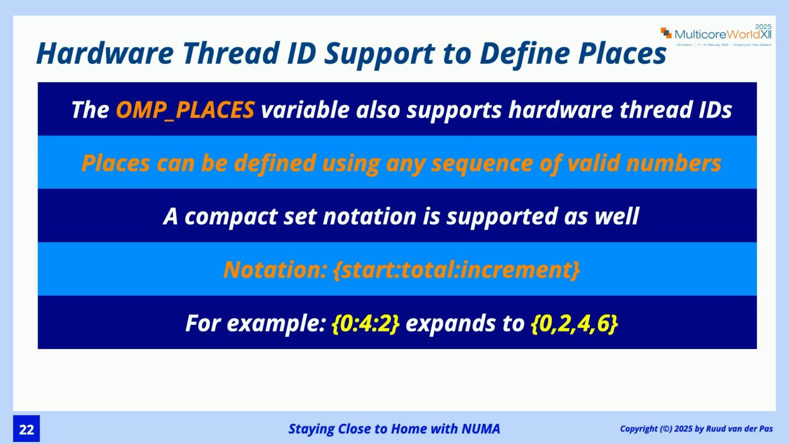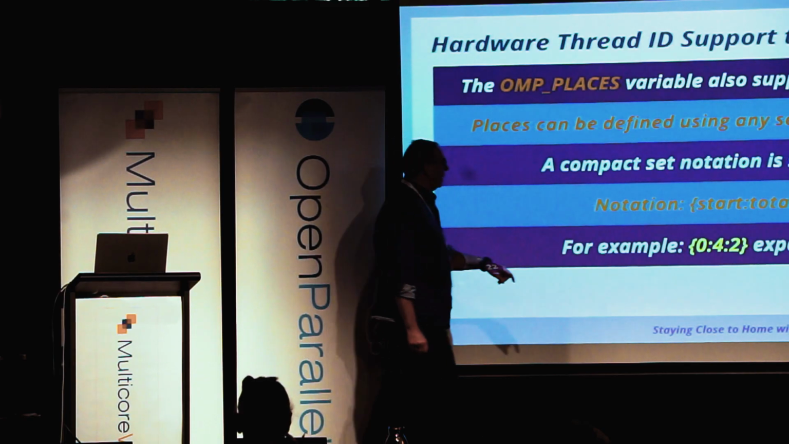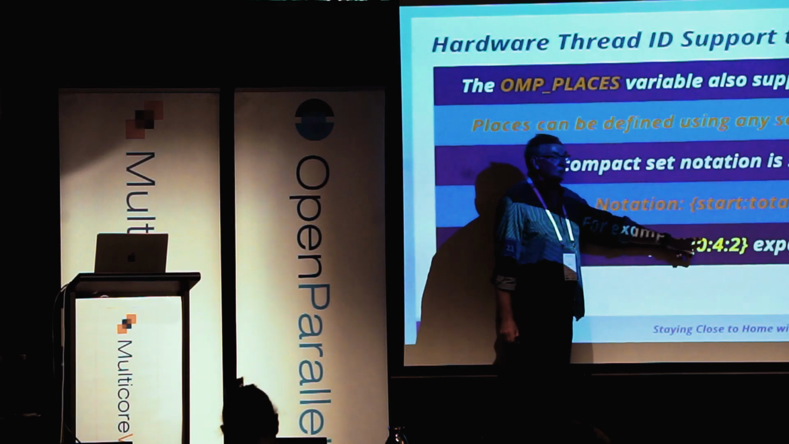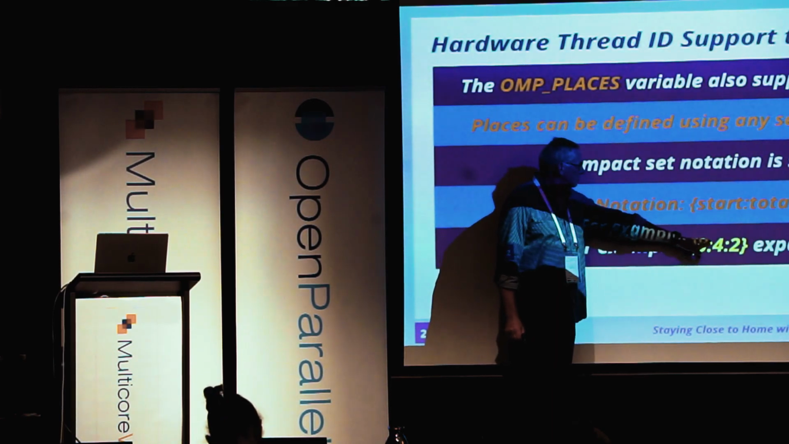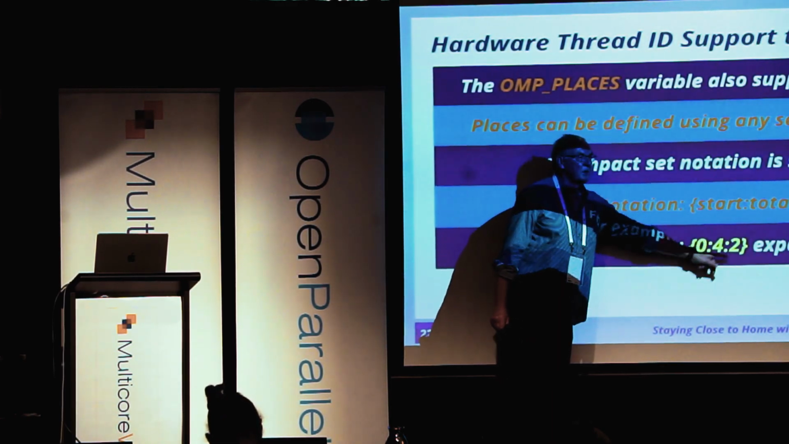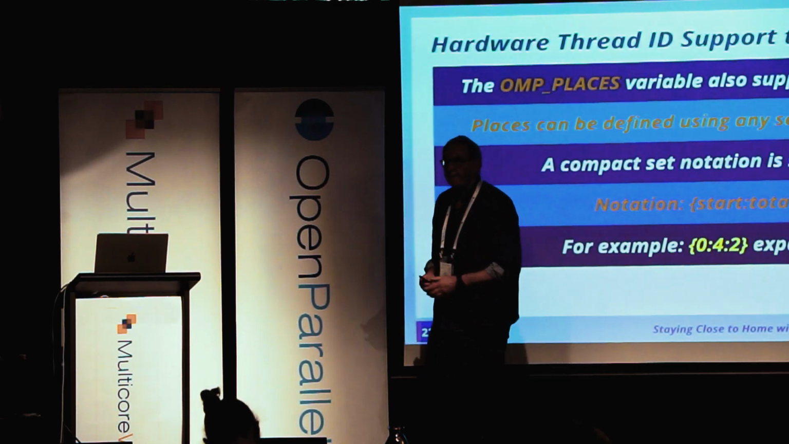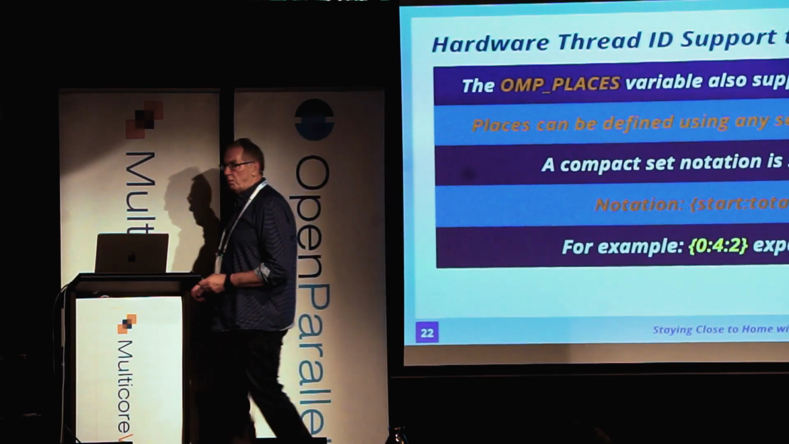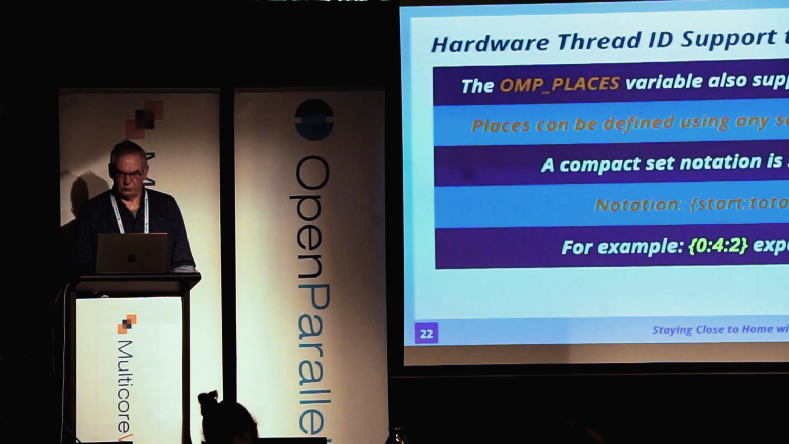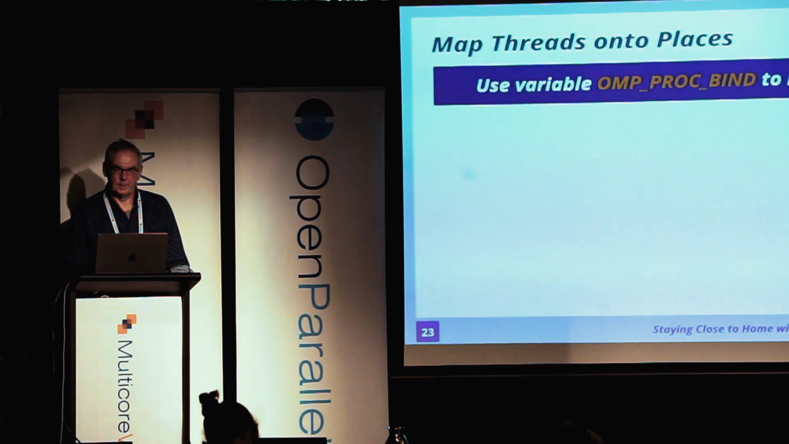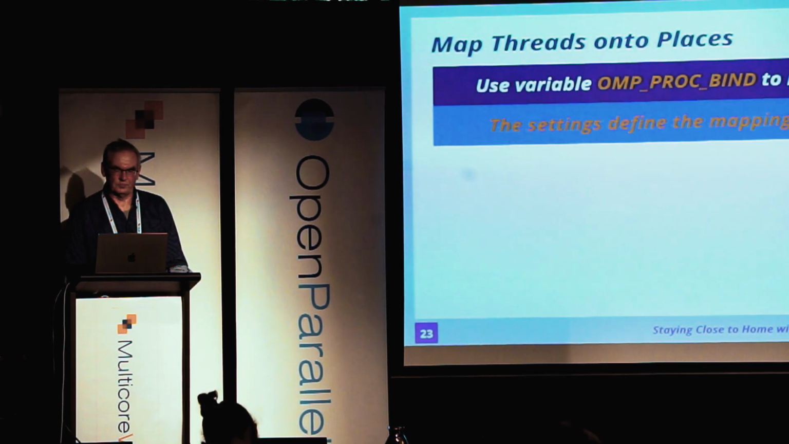You can have a certain notation because these lists can be very long. So it's very convenient. You can say, I want you to start at number 0. Remember, all those threads had a number. I want 4 threads with an increment of 2 for whatever reason. So in that way, you can completely control where you want things to run. And then you do the mapping onto those places.